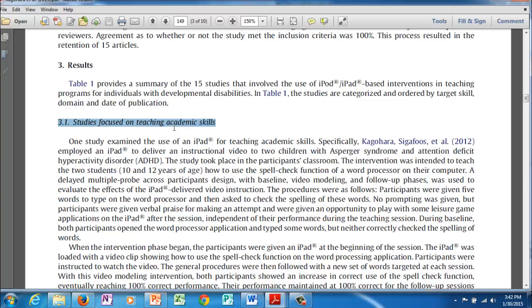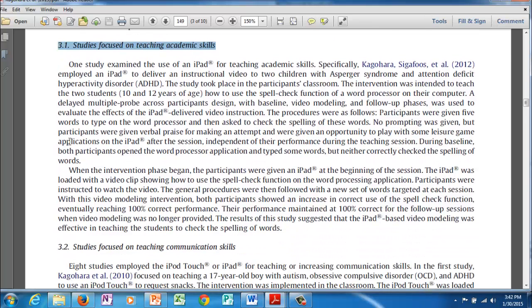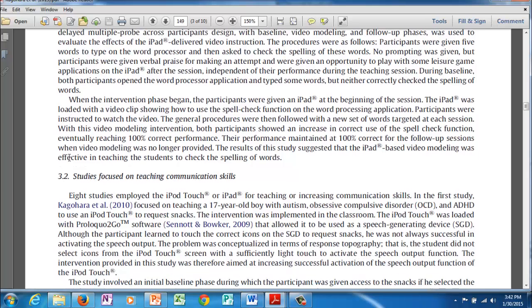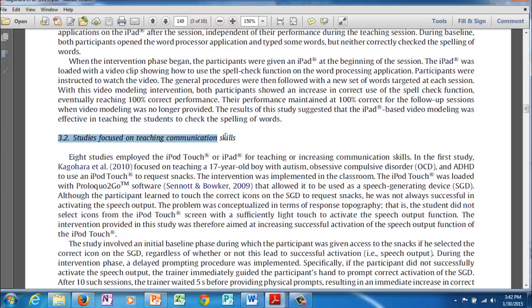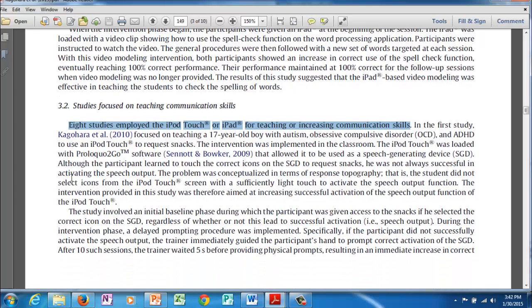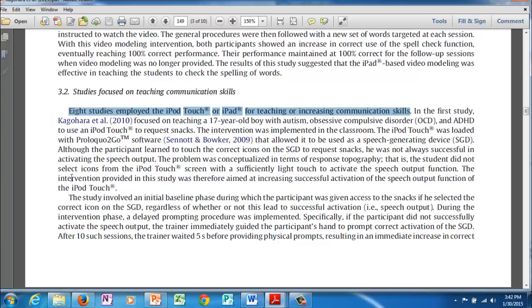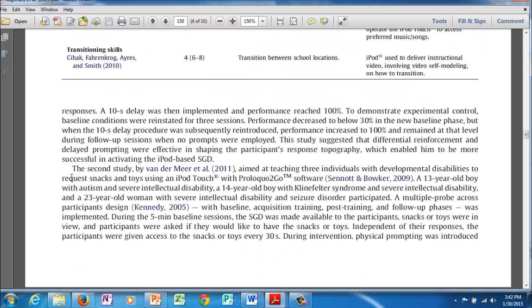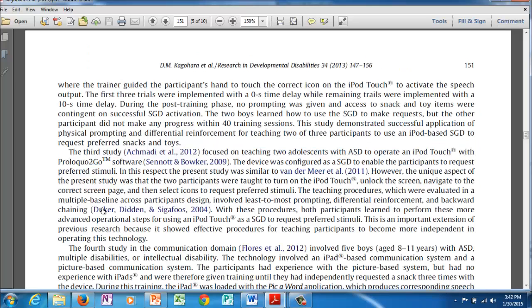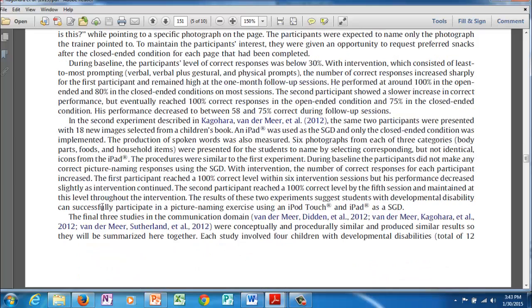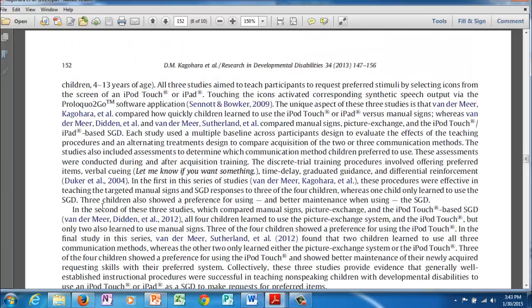This is studies focused on teaching academic skills, and here there was only 1 study and they describe it. Remember there was 1 study in the chart just now? Then the next section, studies focused on communication skills. 8 studies employed the iPods for communication skills. And then the next pages, I'm going to use my page down button and page through. All of this summary here is summarizing the studies that were listed on that table, the 8 studies related to communication skills.